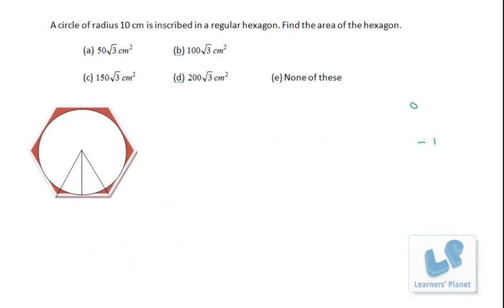Now let's try this problem. A circle of radius 10 centimeter is inscribed in a regular hexagon. Find the area of the hexagon. We have a circle that is inscribed in this regular hexagon. This is the center of the circle and center of the hexagon as well. Now there is an important property, that is tangent to the circle. Now this is the side of the hexagon.